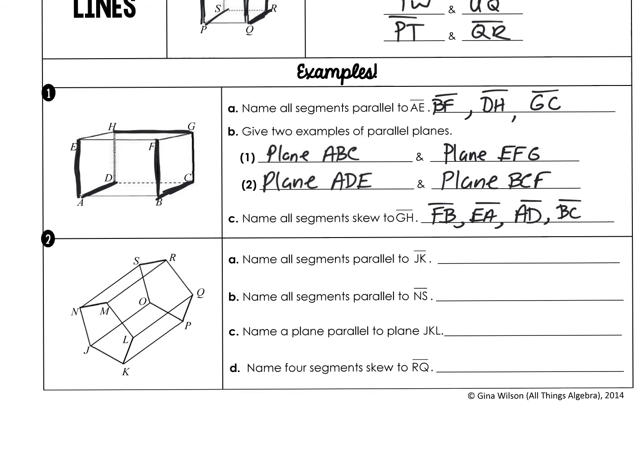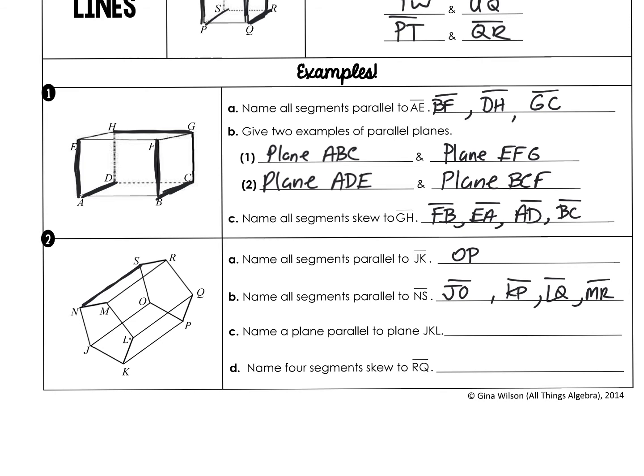Number 2, name all segments parallel to JK. Here's JK. So parallel, we can say OP. And that's really it for this line segment. Name all segments parallel to NS. Okay, NS. Now this one's going to have several more. We can say JO, KP, LQ, and MR.